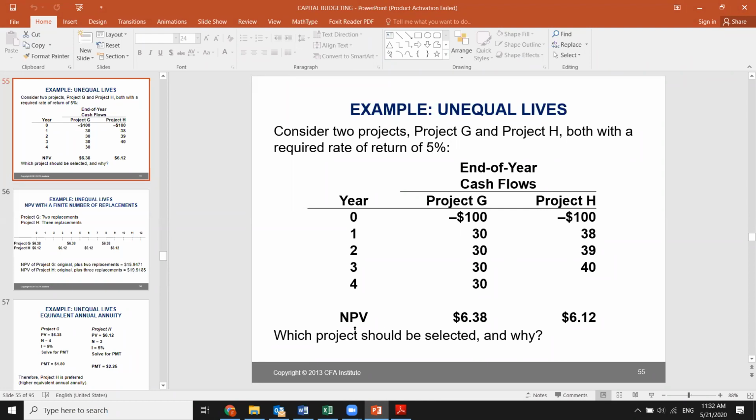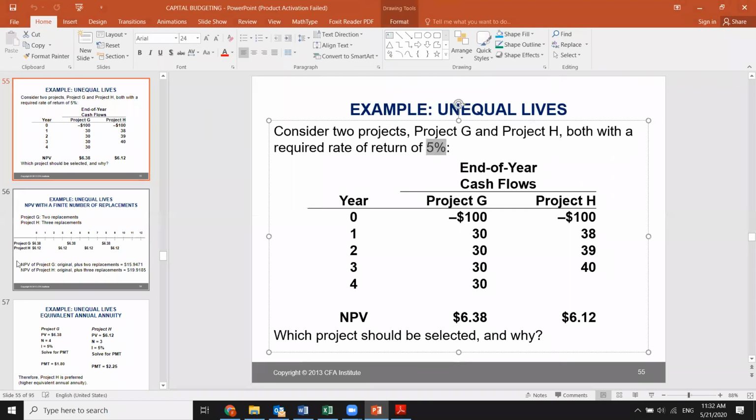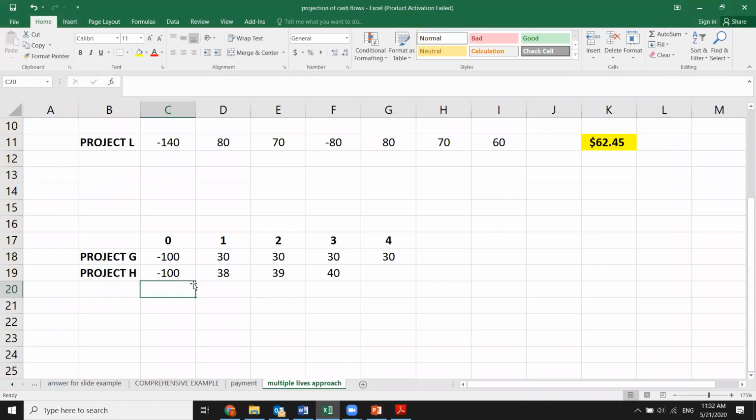Okay, did I miss anything? What is the rate? Rate is 5%. And I'm going to consider, say, let me just put 0.05. Required return is 5%.